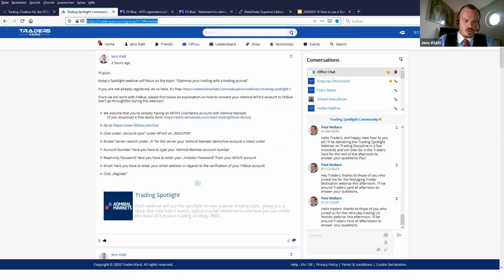Let me just also add here, I call it TY for Traders Yard, okay? Or TYC, let's go, Traders Yard. And there we have the link. And then here you can see it. I go to the site, I click on the account sync on MT4, MT5, broker server. There we have to look for Admiral Markets, obviously. So we search under A and everything.